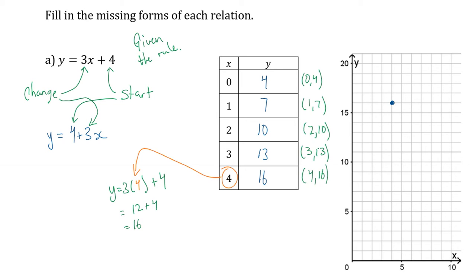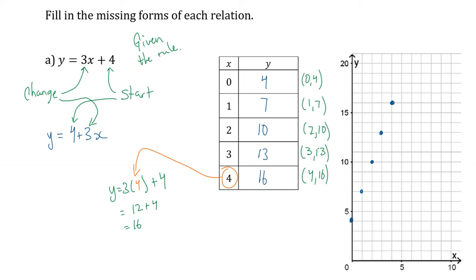So I'm starting at 4, and every time I go over 1, I go up 3. So from here I go 1, 2, 3. Over 1, up 1, 2, 3. Over 1, up 1, 2, 3. And take a look at this, over 1, up 1, 2, 3, which is where we thought we were going to be just by plotting that point right there.